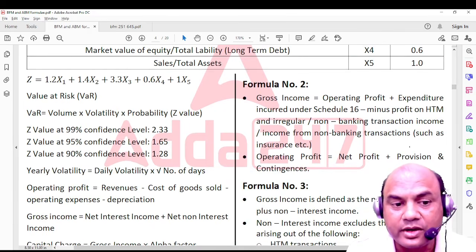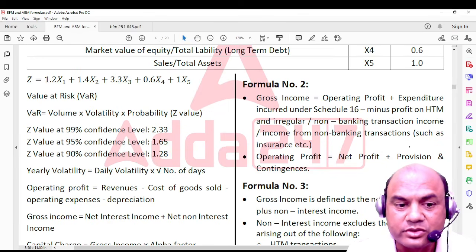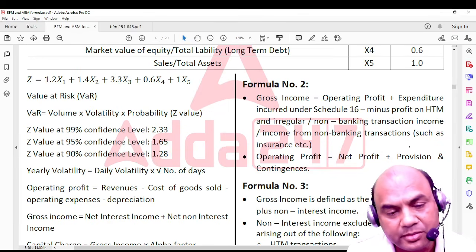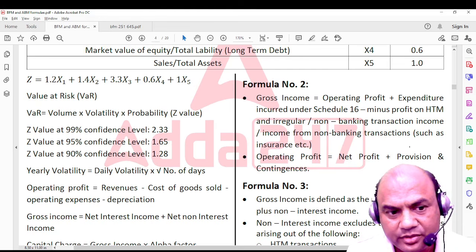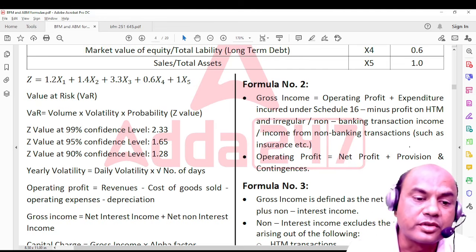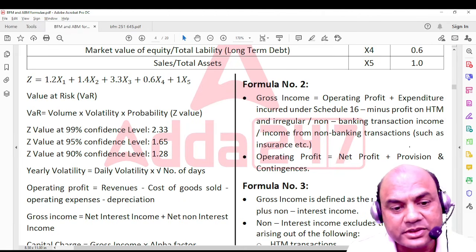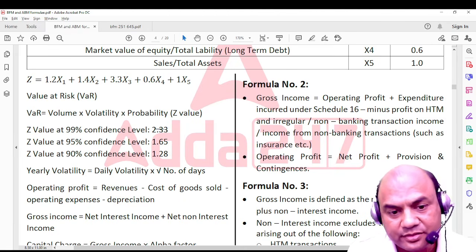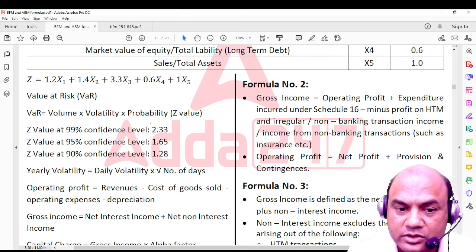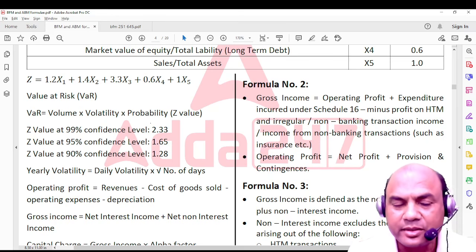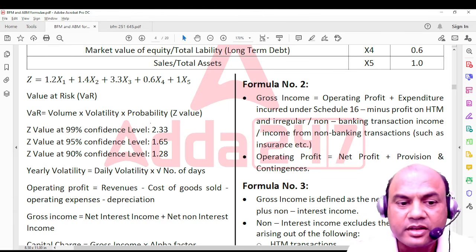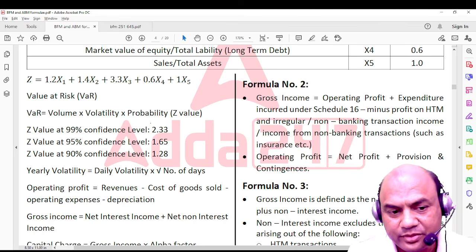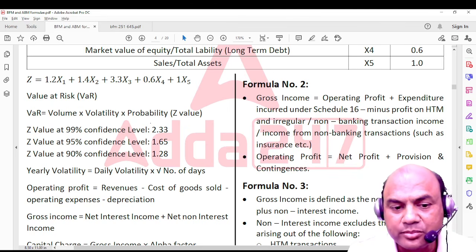Now VaR, value at risk. Value at risk equals volume into volatility into probability. Simple rule. The Z value at 99% confidence is 2.33. I'll give you one more which is not given here, but let me first cover these. 99% is 2.33, 95% is 1.65, 90% is 1.28.